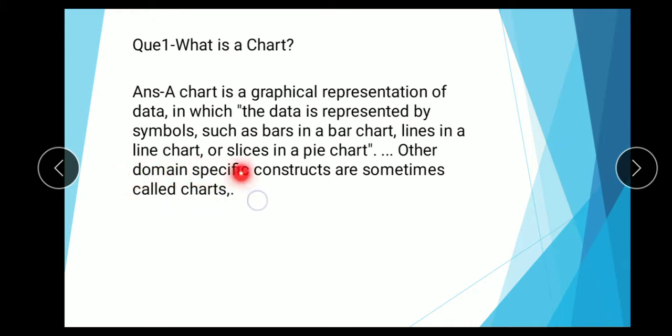Other domain-specific constructs are sometimes called charts. It means you can represent your data in graphical form, and through graphics, this is called a chart. For example, bars in a bar chart, lines in a line chart, or slices in a pie chart. So a chart is a graphical representation of data in which data is represented by symbols such as bars, lines, or slices.